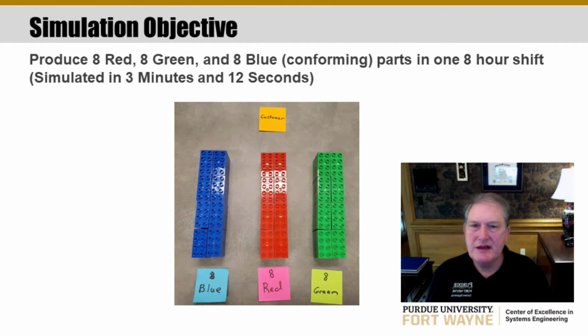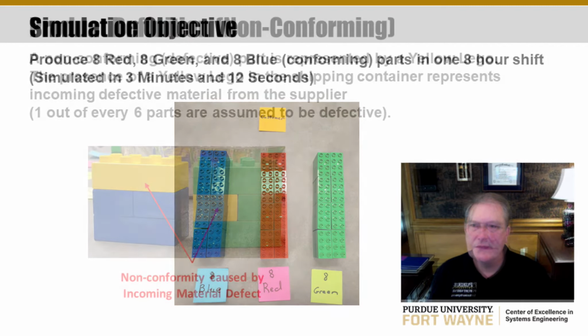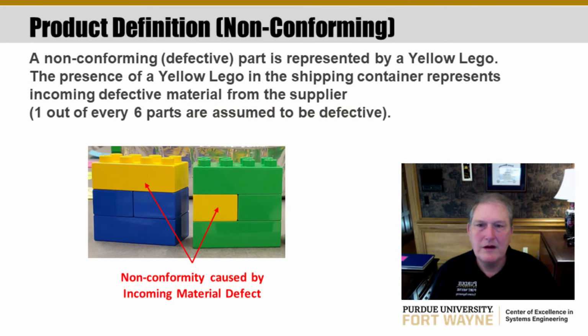Here you see the desired output of the simulation. We would like to produce 8 red, 8 green, and 8 blue Lego products in a representative 8-hour shift of 3 minutes 12 seconds. We are also going to simulate what happens when the system produces defects.